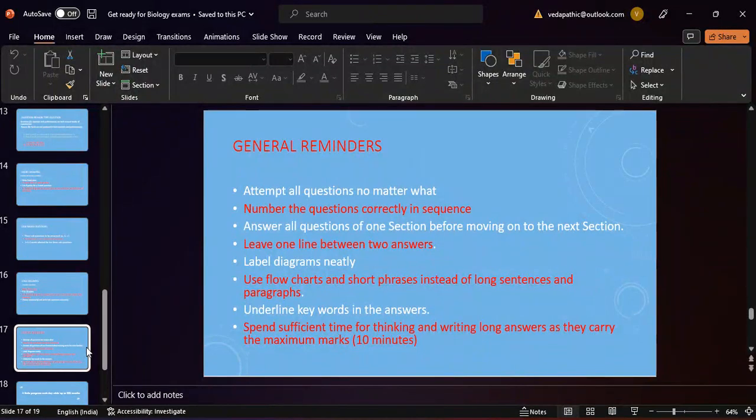You could use flow charts and short phrases instead of long sentences and paragraphs. Underline keywords in the answers if you are writing in paragraphs. And remember to give sufficient time for the long answers, because that is where you have to be thinking and writing the maximum, because they carry the maximum marks.